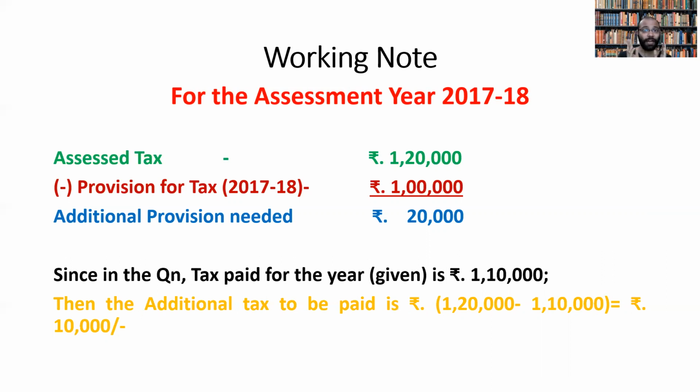So in this working note, we have calculated two things. One is the additional provision which is needed, and the formula for that is assessed tax minus the provision for tax. And the second thing we calculated is additional tax to be paid. And what is the formula there? That is assessed tax minus the tax paid for the year. So these two things we are calculating, and we are finding it over here in this working note head. Clear? Next, we are going to do the journal entry.